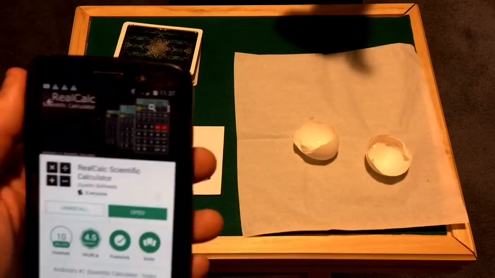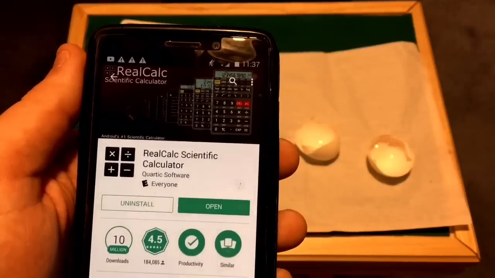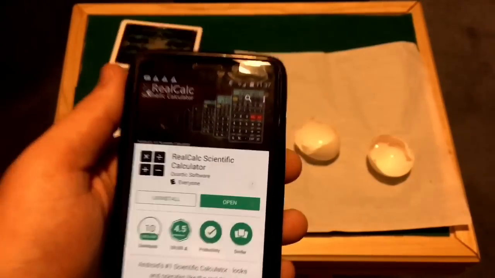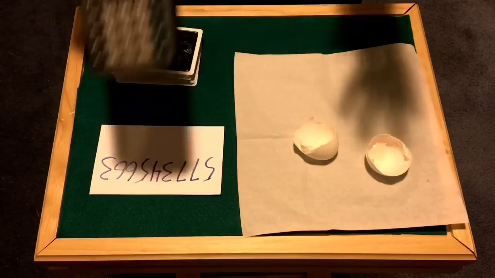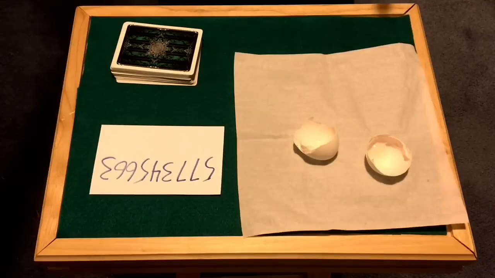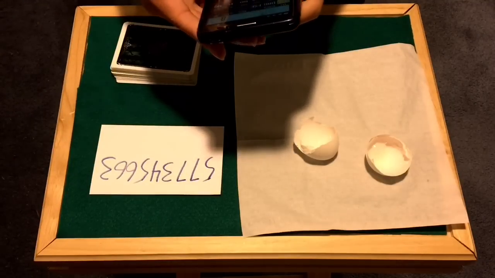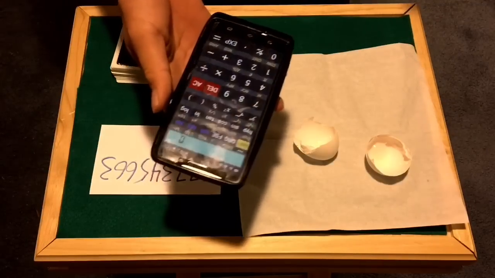So iPhone calculators work. This app right here on Android phones actually works: Real Calc Scientific Calculator. Calculators like this will actually work. Now, you just need to make sure it doesn't multiply in a string, and you should be good to go for the calculator, okay? Basically, what I did here is a calculator effect that allows you to force numbers, okay?